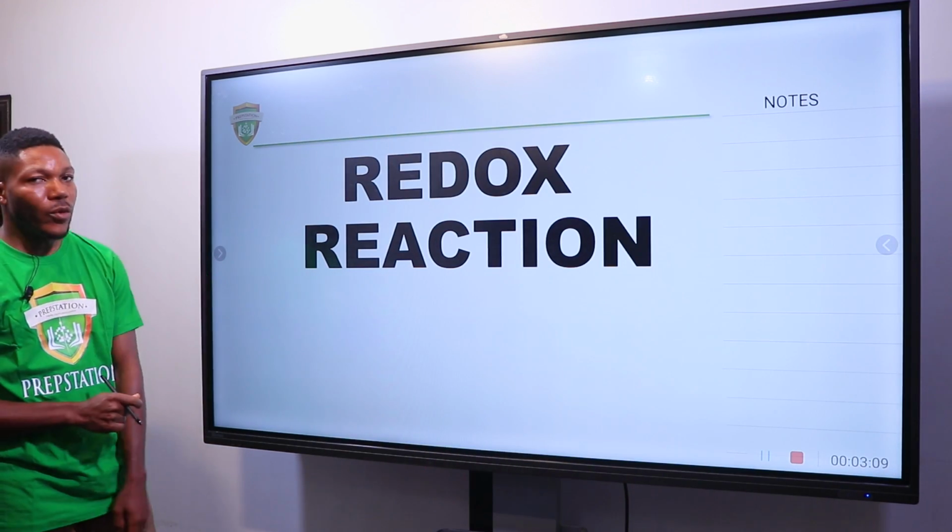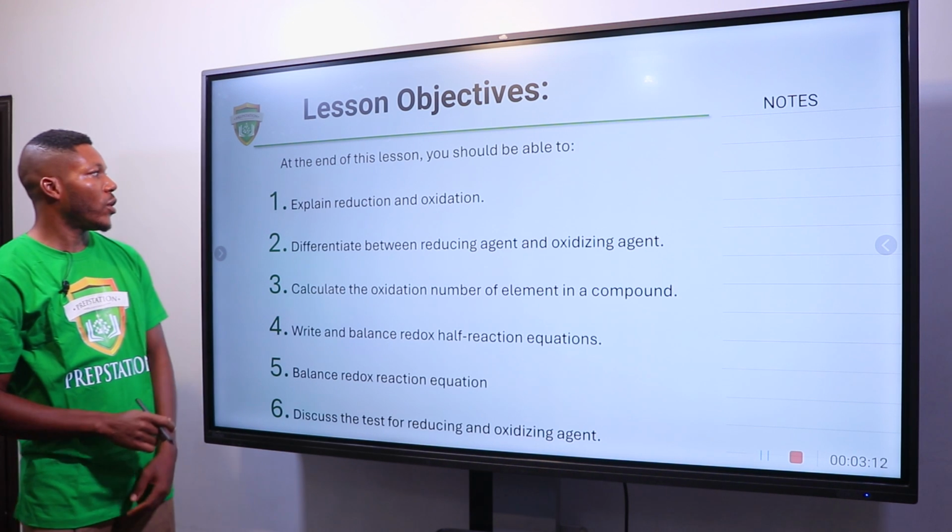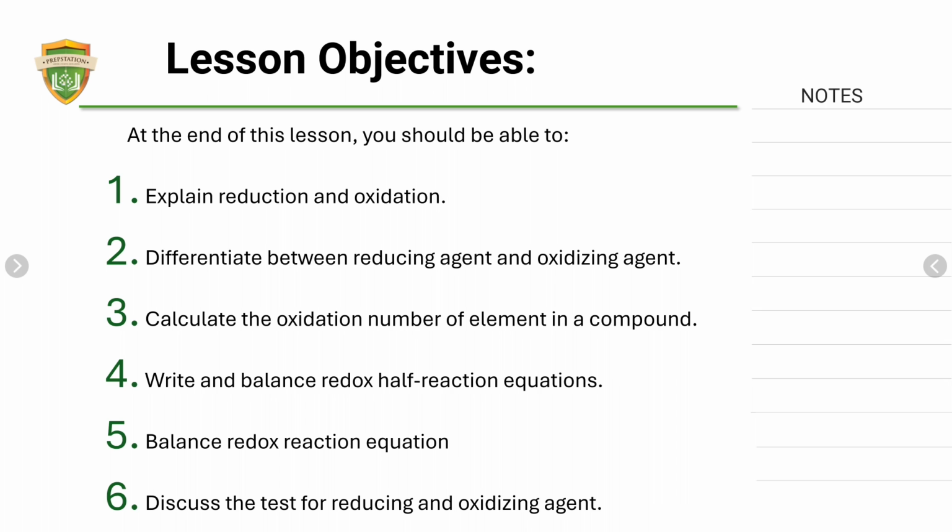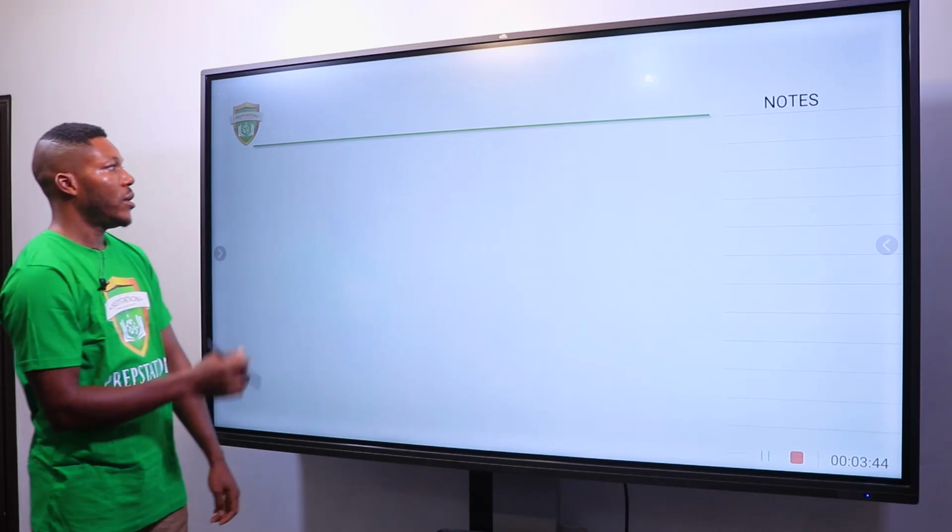We are going to look at redox reactions, and under this topic, we're going to look at definitions of the terms reduction and oxidation, and try to differentiate between reducing agents and oxidizing agents. We will dive into calculating the oxidation numbers of elements in a compound, and see how we can write and balance redox half reaction equations, and also balance redox reaction equations. Then lastly, discuss the tests for reducing and oxidizing agents.